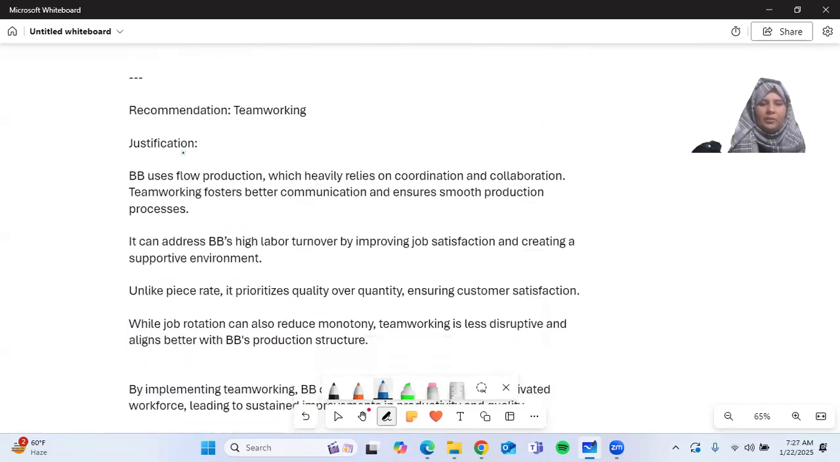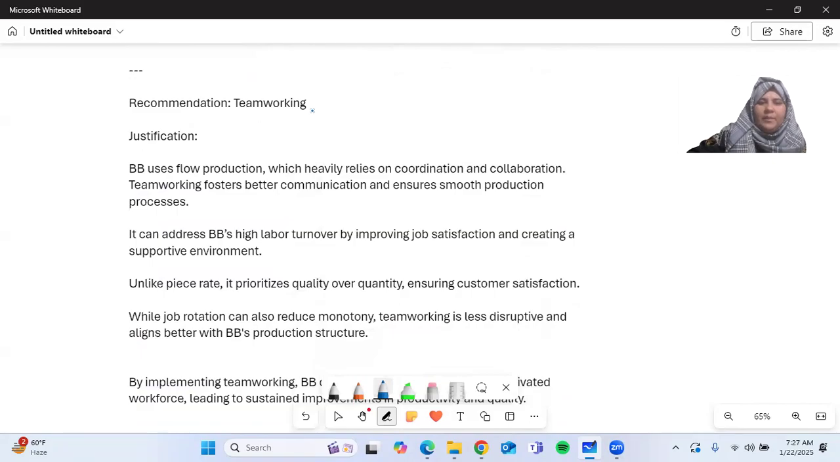Now, recommendation. My recommendation is team working. Now I'm going to justify it. BB uses floor production, which heavily relies on coordination and collaboration. We all know about it, and we have all seen this in the case study. Team working fosters better communication and ensures smooth production processes. It can address BB's high labor turnover by improving job satisfaction and creating a supportive environment.